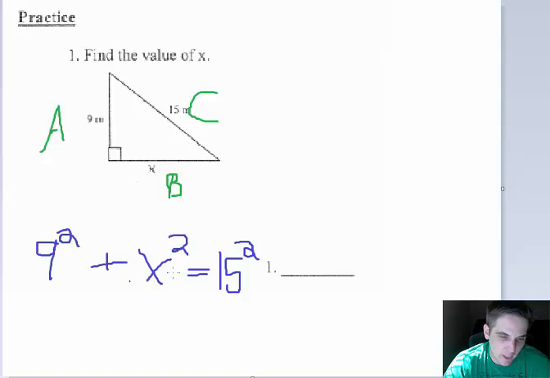Only this time, because the x is over here, you're going to subtract, square this, subtract, square root. So don't be thrown off by the fact that the x isn't at the end.